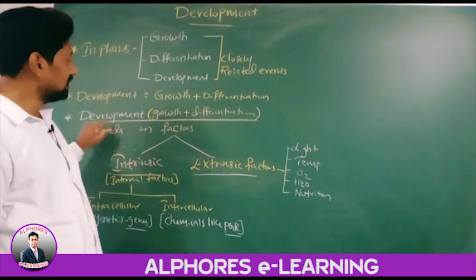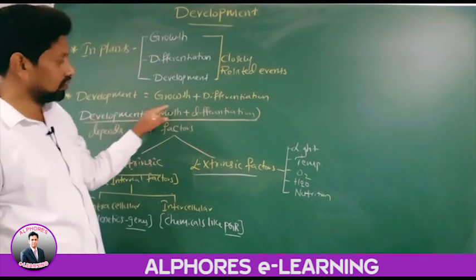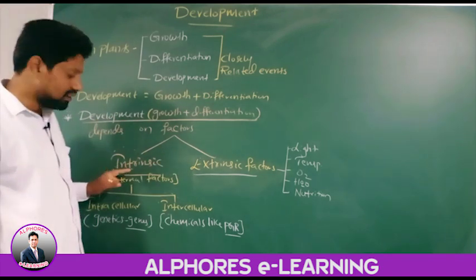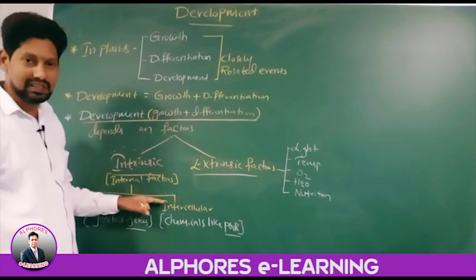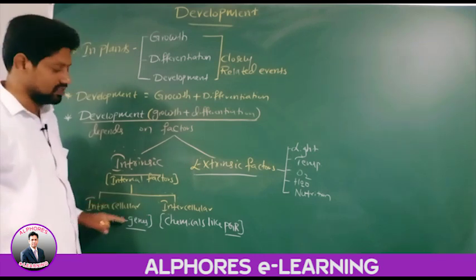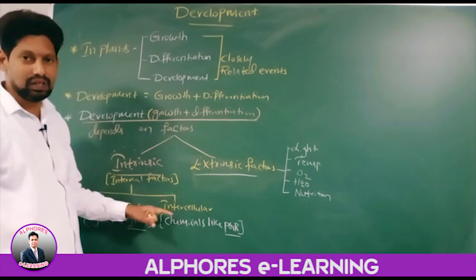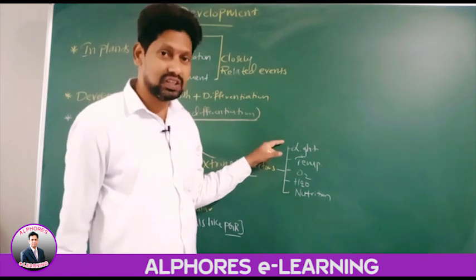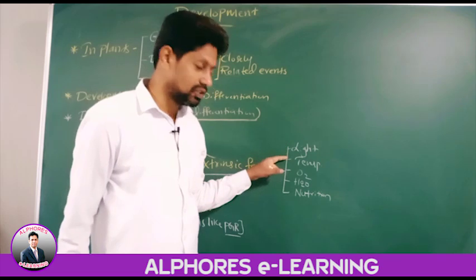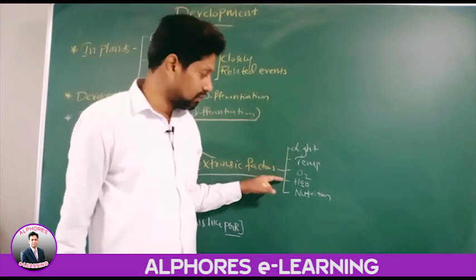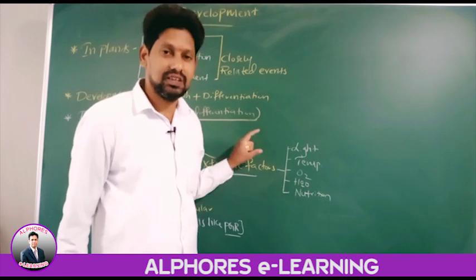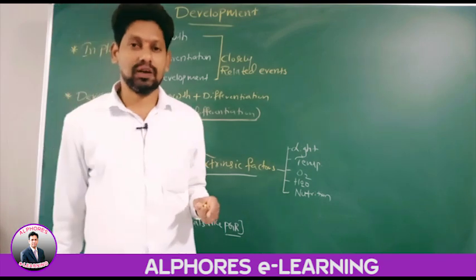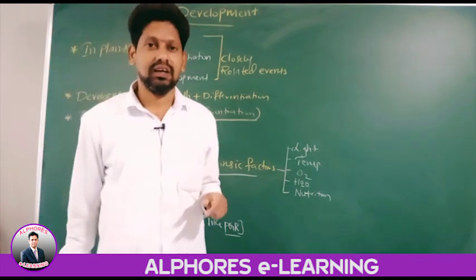Listen to this statement. Development depends on. Development means what and what? Growth and differentiation. Development depends on intrinsic and extrinsic factors. Intrinsic factors may be intracellular or intercellular. Intracellular, genes; intercellular, chemicals like plant growth regulators. Extrinsic factors on which the growth and differentiation depend: number one, light; number two, temperature; number three, oxygen; number four, water; number five, nutrition. Is it okay? With this, we completed development, right? In the next class, we will go for plant growth regulators. Thank you.